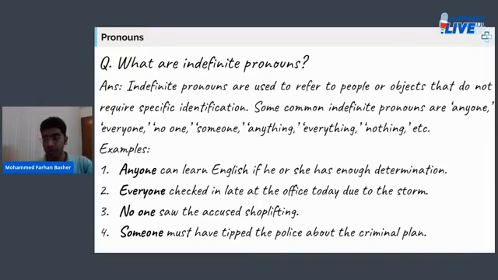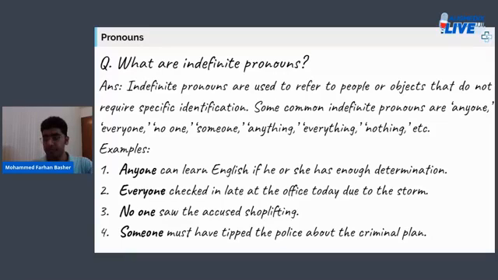No one saw the accused shoplifting. So maybe someone has been accused of shoplifting. Do you know what shoplifting is? It's stealing from a shop. So maybe a person is accused of shoplifting, but no one has actually seen him doing so, right?